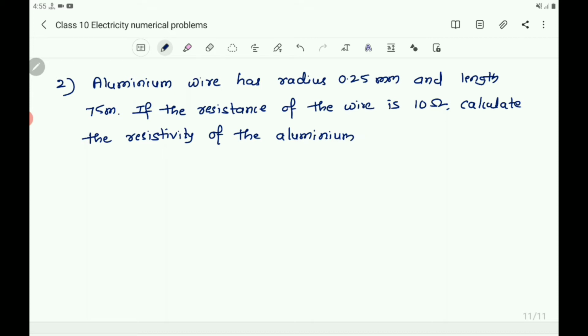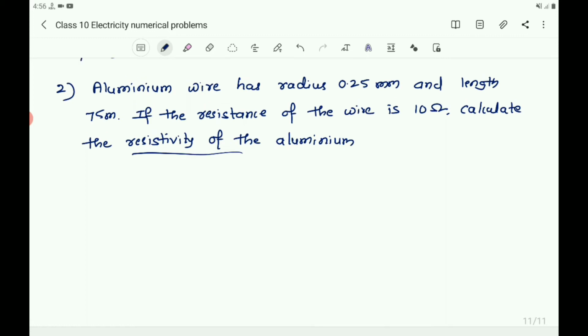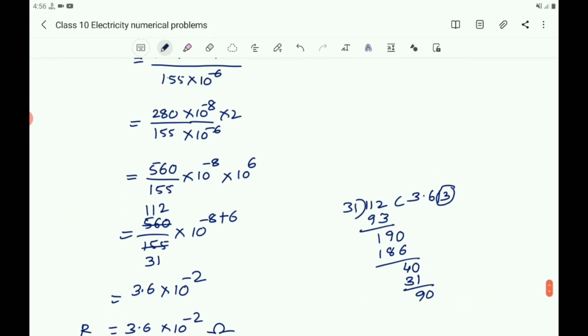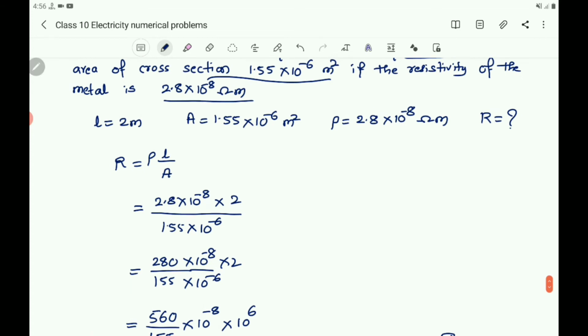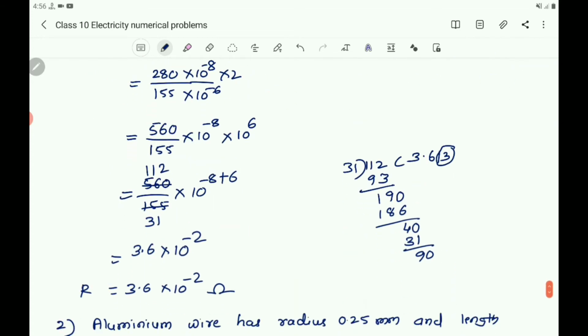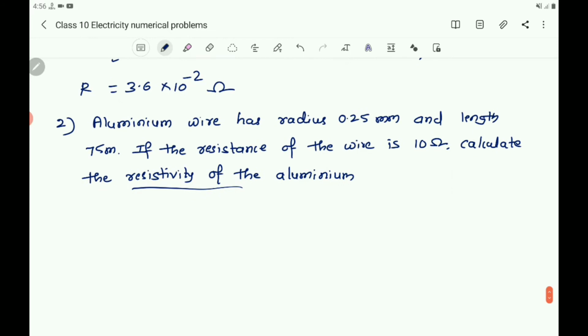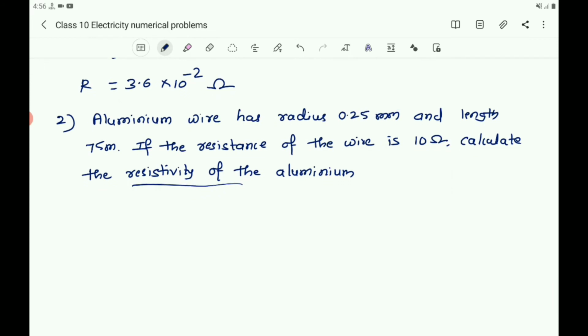Here what is given? The radius of the aluminium wire is given and length is given, and also the resistance of that wire is given. What you have to find out? You have to find the resistivity. Here area of the cross section is not given, and in the formula there is area of cross section. So area of cross section is nothing but pi r square. You can write that pi r square.